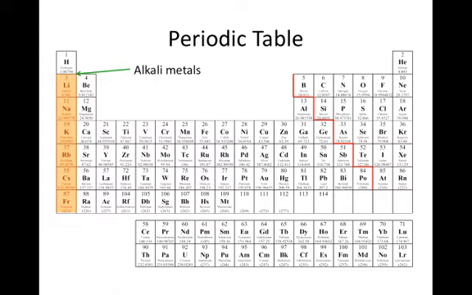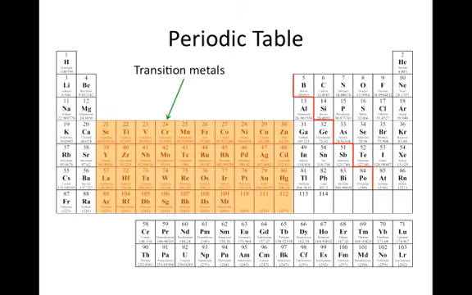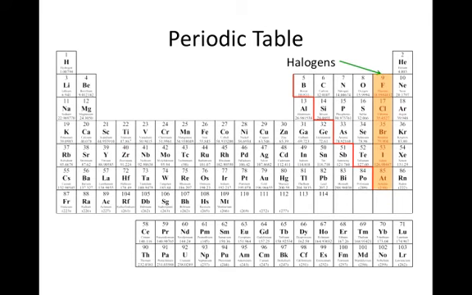You'll be responsible for knowing the names of some of the different groups or families in the periodic table. Group 1 is the alkali metals. Group 2 are the alkaline earth metals. Groups 3 through 12 are transition metals. Group 17 are the halogens, and Group 18 are the noble gases.